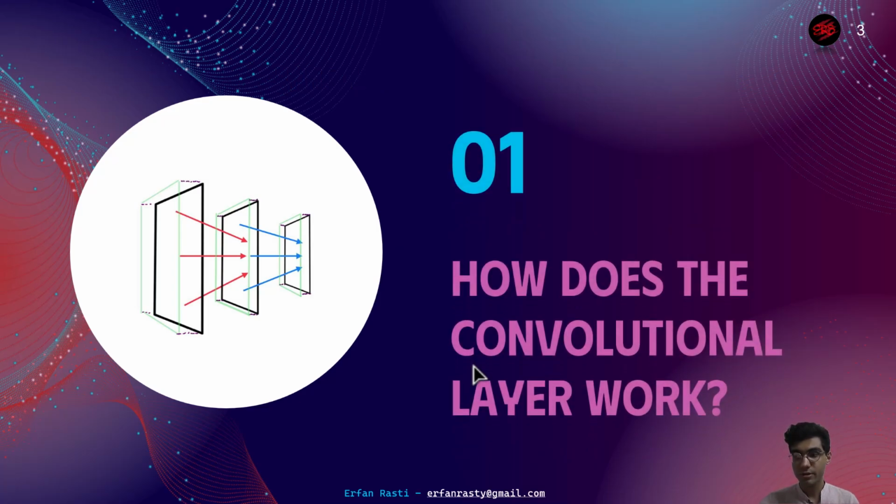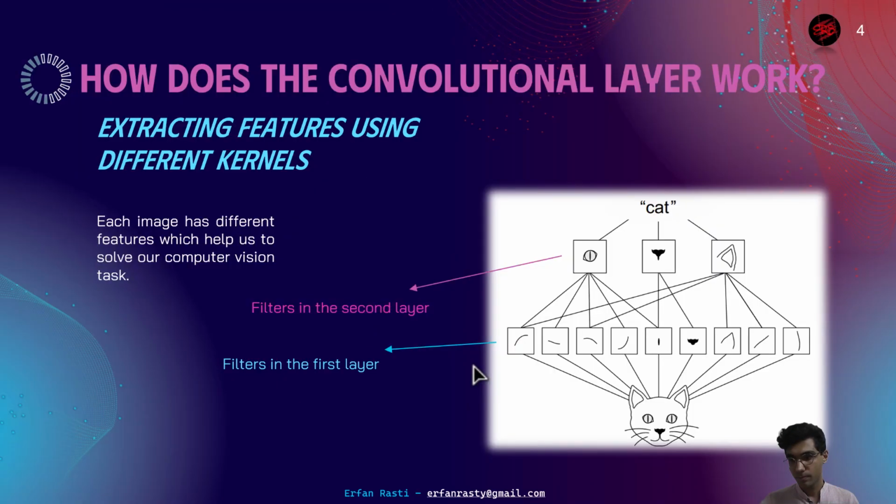Now I start with the first topic. How does a convolutional layer work? To solve complicated tasks, we can break these tasks into some subsections. Each section will solve a part of this big problem, or complicated task, or any mind-blowing topic. We imitate the same thing in image processing. We break each image into different subsections. We extract different features from each image, which helps us to solve our image processing task.